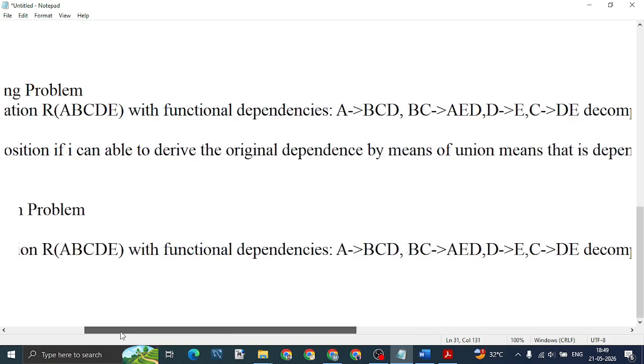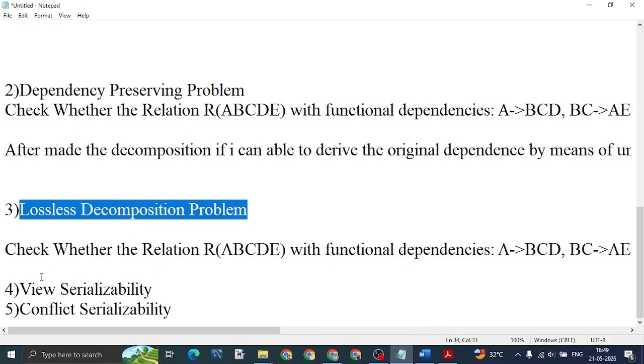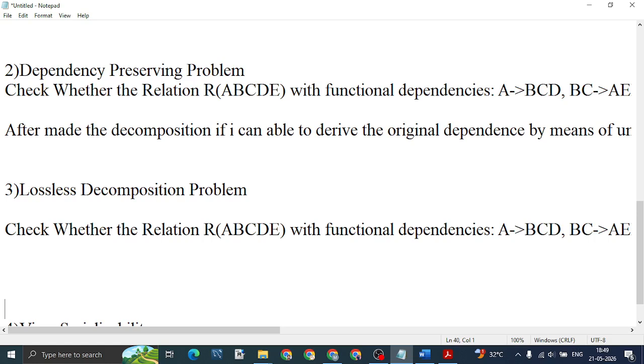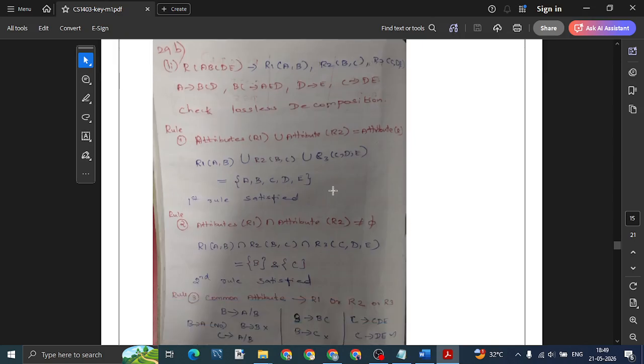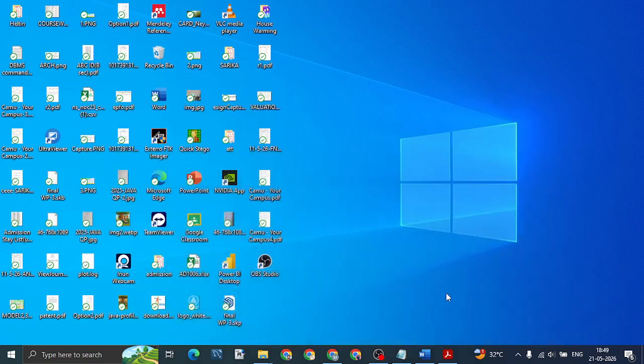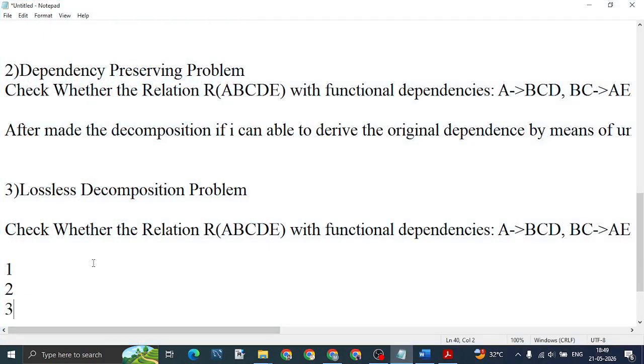So next, move on to the next question, which is the lossless decomposition problem. Here we are having three rules: rule number 1, rule number 2, and rule number 3. Look at this example. First, what is my rule 1? The union of attributes must return the original one, right? So union implies original. That is the first thing.